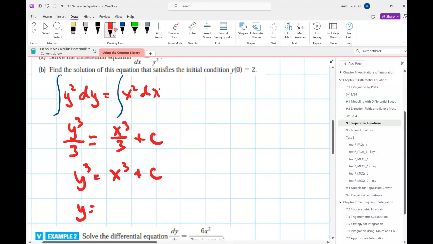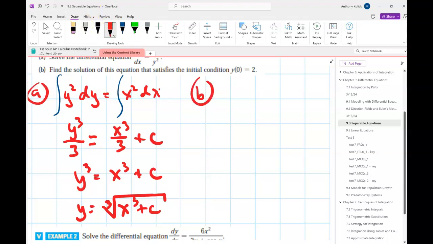Yep. Technically speaking, the c comes immediately after you do the integration. And I'd be concerned about making sure the plus c is under the cube root as opposed to having the cube root and then the plus c. So that's that for part A.